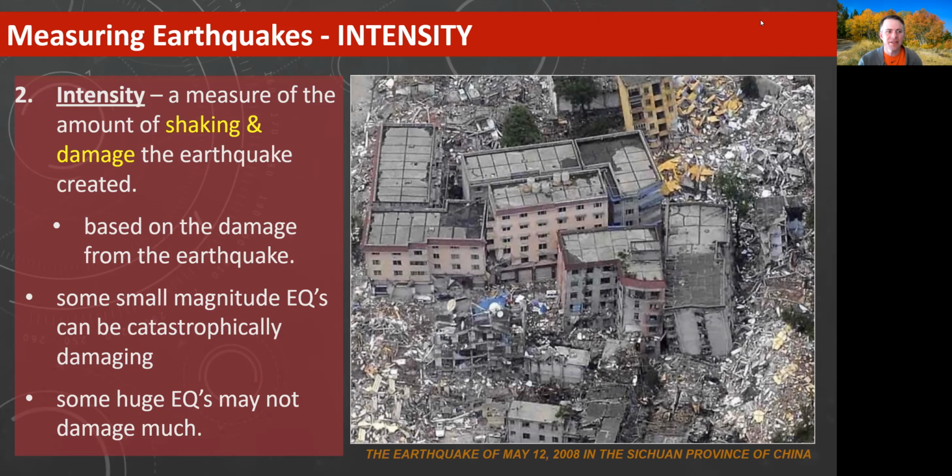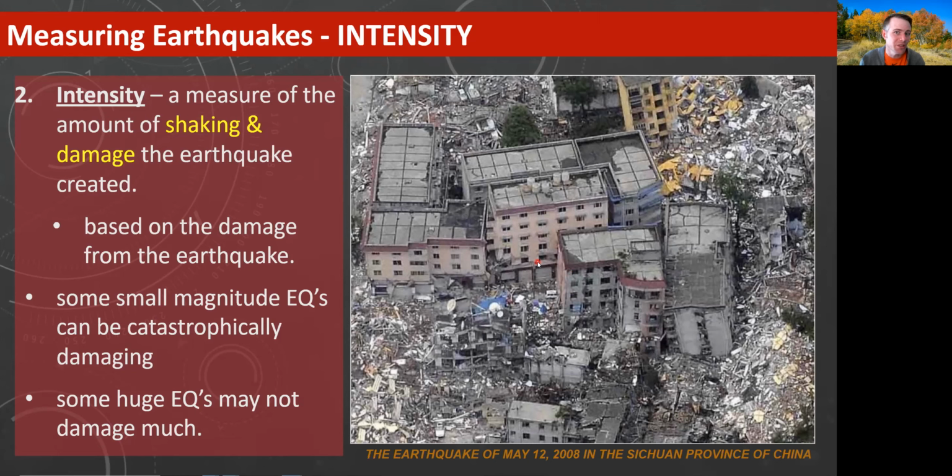So intensity is the measure of the amount of shaking, but not only shaking, shaking and damage that an earthquake creates. And so really the big thing here is that it's based on the damage. Back in the 1800s in Italy, a person named Mercalli was the first one to start quantifying earthquakes based on how bad the damage was. That was the first way they started measuring earthquakes, because they didn't have seismographs. So they went around looking at damage.